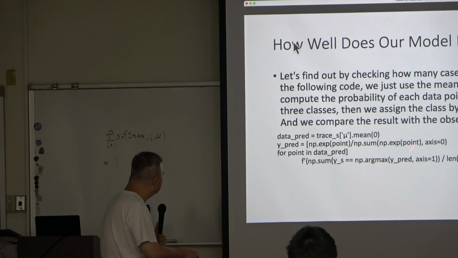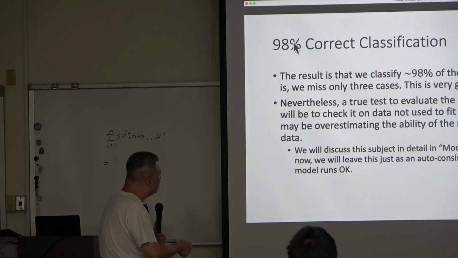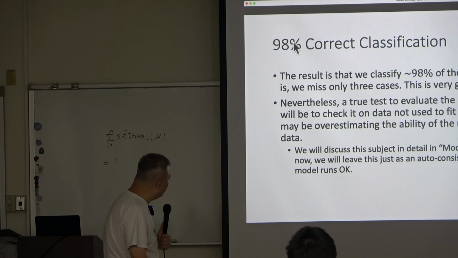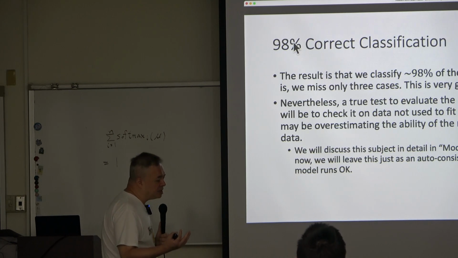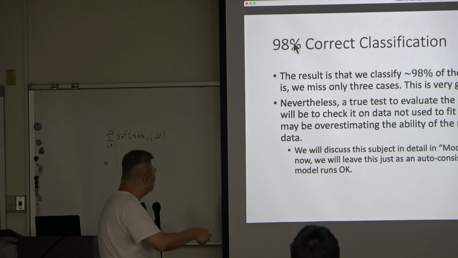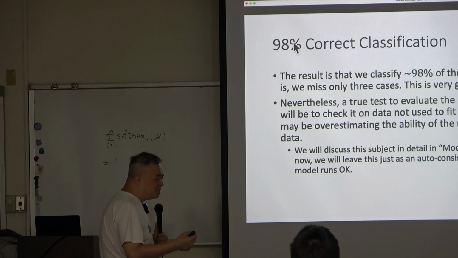You can try to see the result of this model on the data set. This is a piece of code, and the result is that this model is able to classify 98% of the data set correctly. Obviously, this is very good. Only 3 entries are misclassified. But is it that good? Is there any problem with that?